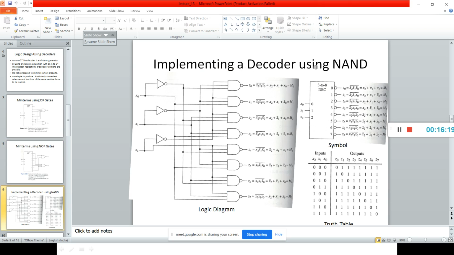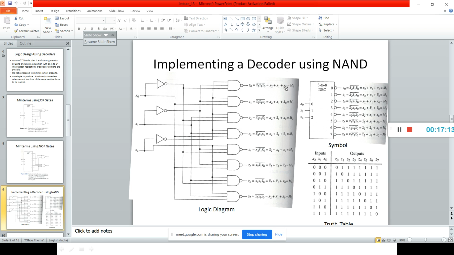Next we have implementing a decoder using NAND gates. Using a NAND gate means we have not of AND. Same type: n inputs, 2 raised to n outputs. x2, x1, x0 are the inputs and z0, z1, z2, z3, z4, z5, z6 are the outputs. This is a NAND gate, not of AND. So we have x2 bar, x1 bar, x0 bar, then complement this and you will get a max term. So implementing a decoder using NAND gates is a max term generator.